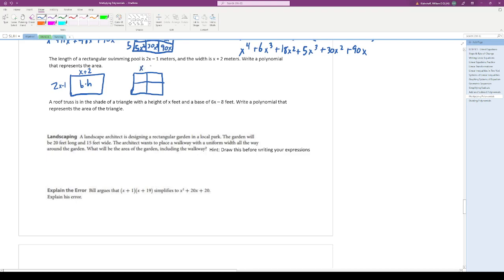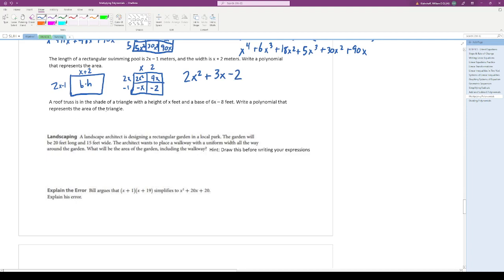So I'm going to put my x and my 2, my 2x and my minus 1. I get 2x squared, 4x, negative x, and negative 2. Collecting those, we have 2x squared plus 4x minus x, so that's 3x total, and then minus 2. So the double distribution would give us the same result.